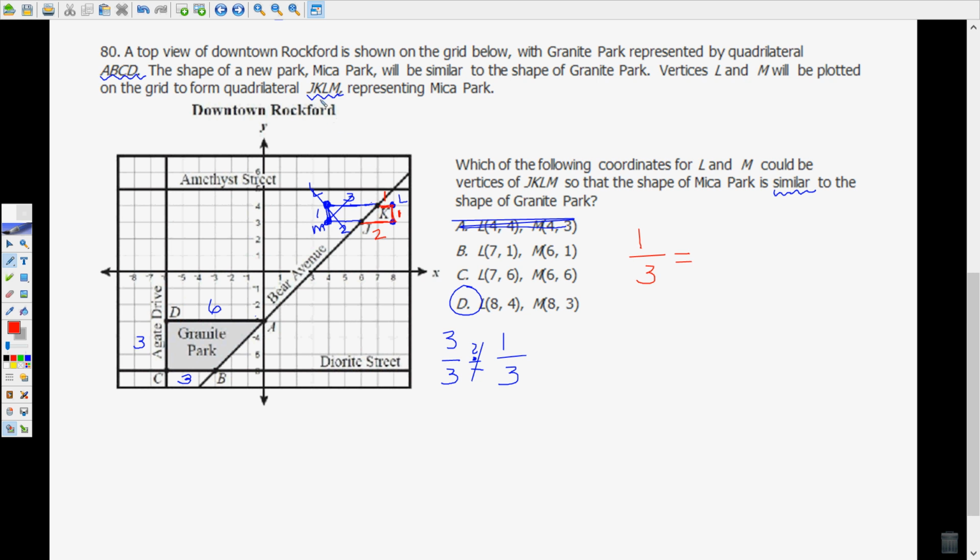This was M, right? LM. LK is 1. CB is 3. LM should match up with CD, also 1 to 3. And just to check, JM should match up with AD, and that's 2 to 6, which also reduces to 1/3. So that's a check. Sides are in proportion. We have similar figures. Good.